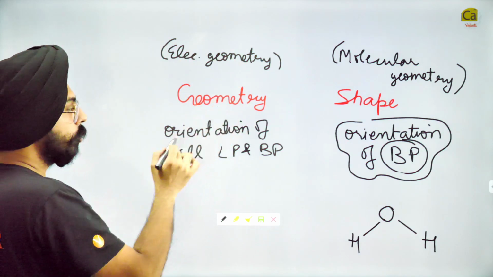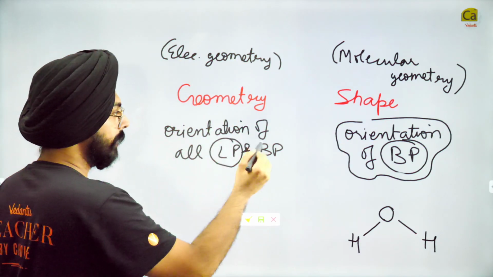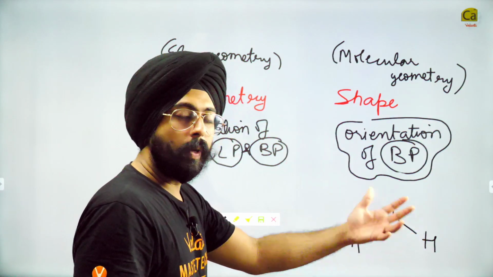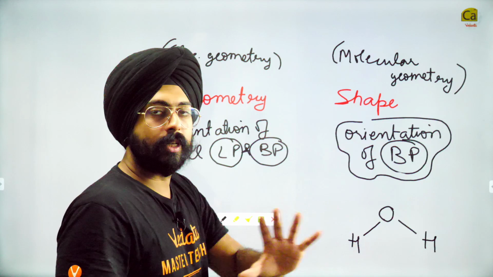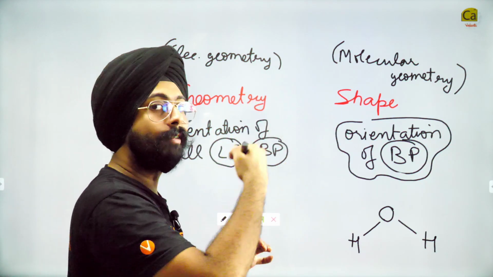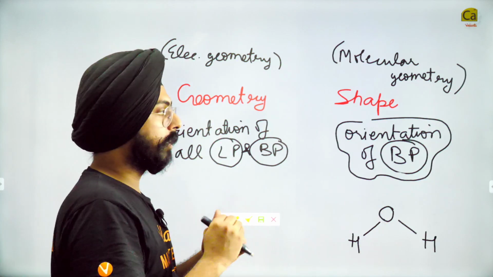Electronic geometry talks about the orientation of both lone pairs and bond pairs, and we'll be able to understand this idea better when we talk about cases that have both lone pairs and bond pairs. So this is like a cliffhanger. The thrill will be revealed later when we deal with species that are a little more complicated.